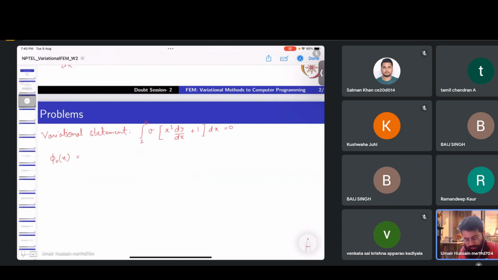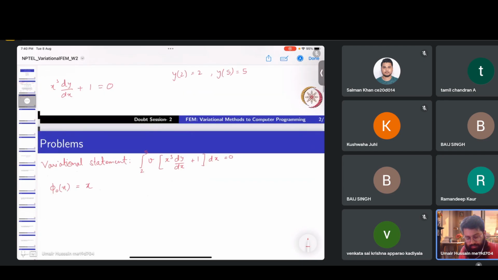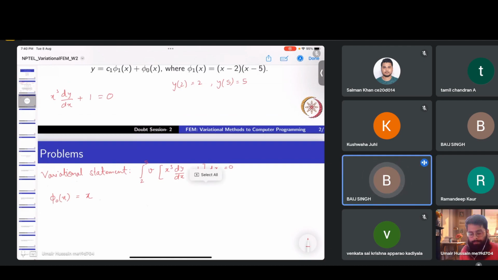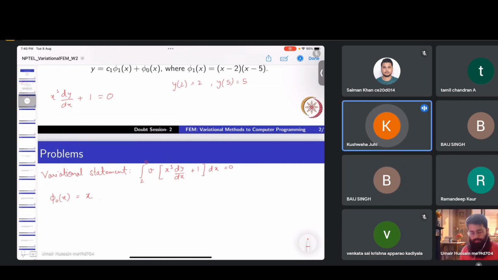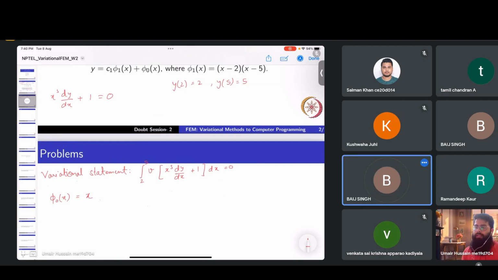So phi naught shouldn't be equal to x, isn't it? That will not satisfy both the conditions. No, we cannot specify x. I think it is correct. It will satisfy both the conditions: if we put x equals 2, phi naught becomes 2, and if we put x equals 5, phi naught becomes 5. I don't think so, it's not correct. We have to consider both essential conditions, and then only we can decide that. I am considering both essential conditions.